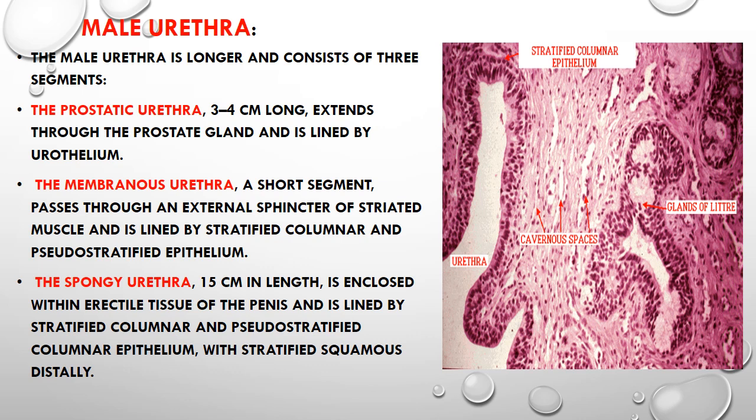So the male urethra consists of three segments: the prostatic urethra, the membranous urethra, and the spongy urethra. The prostatic urethra extends through the prostate gland and is lined by the urothelium, whereas the membranous urethra is a short segment that passes through an external sphincter of striated muscle, and it is lined by stratified columnar or pseudostratified epithelium. The spongy urethra is enclosed within the erectile tissue and is lined by stratified columnar and pseudostratified columnar epithelium, and more distally, in the area of the skin, it is stratified squamous keratinized.